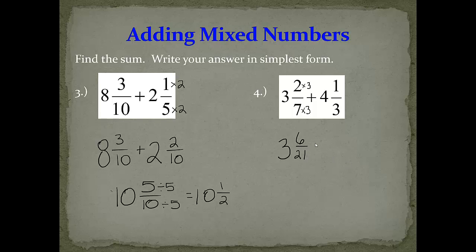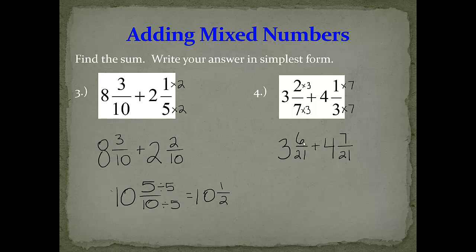And now I will look at my second mixed number. My whole number stays the same again. And for my denominator, I have 3. I need to get 21, so I multiply by 7. So I multiply the numerator by 7 as well. So 1 times 7 is 7, and 3 times 7 is 21.